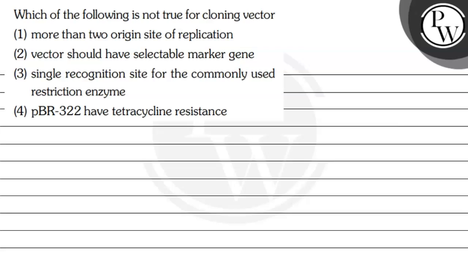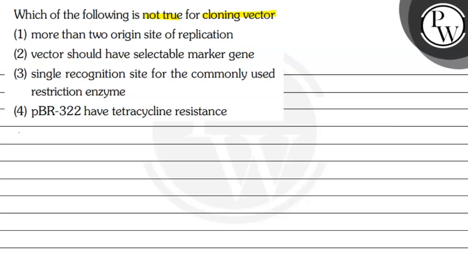So the question says, which of the following is not true for cloning vector? The first option is more than two origin site of replication. Second is vector should have selectable marker gene. Third is single recognition site for commonly used restriction enzyme. And the fourth is PBR322 have tetracycline resistance.